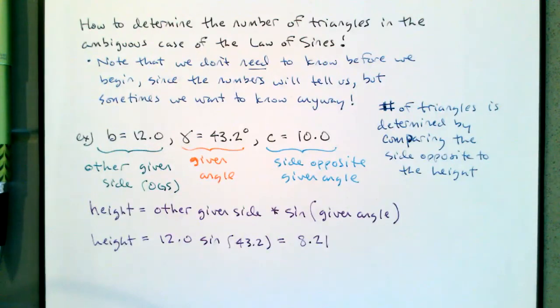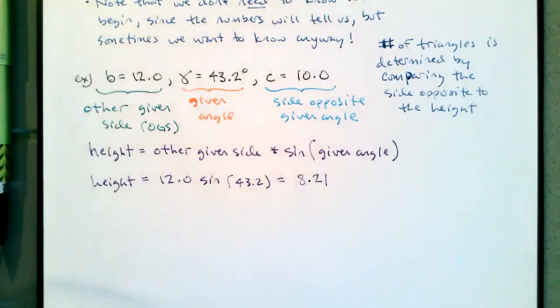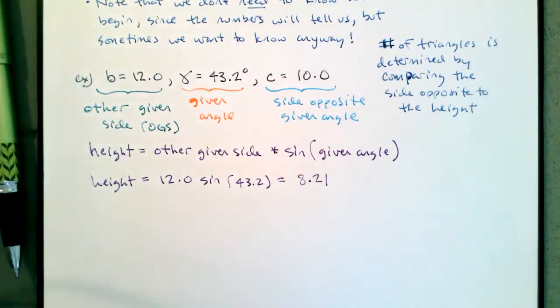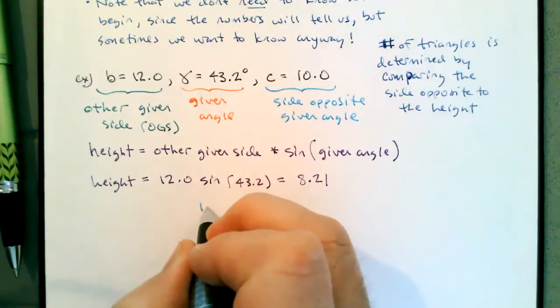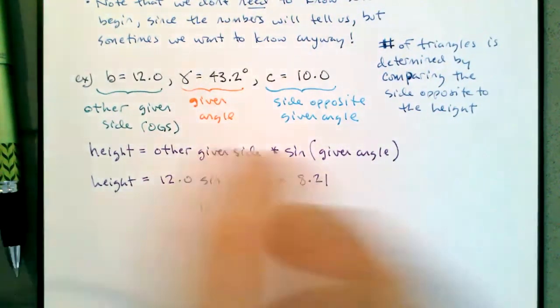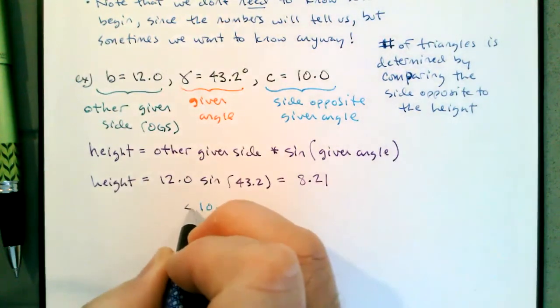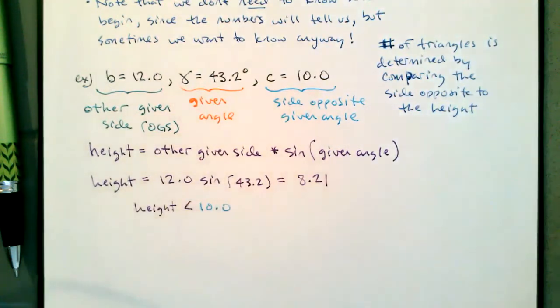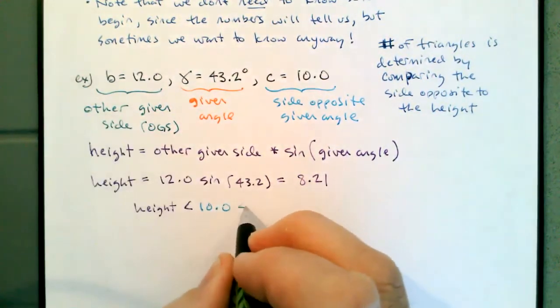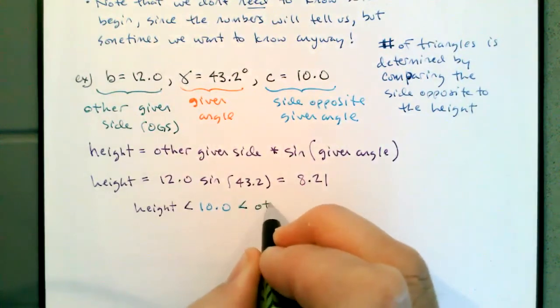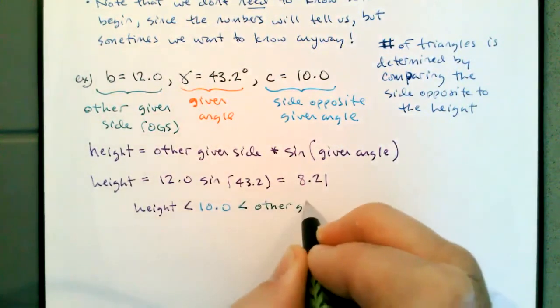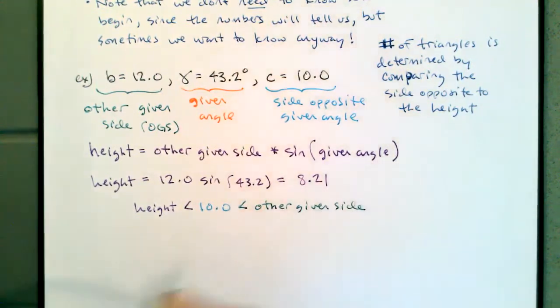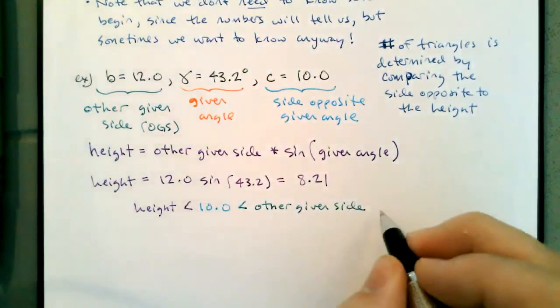There are four things that can happen, one of which is really hard to land on. But in this case, we see that the side opposite is greater than the height, but less than the other given side. And so that tells us that we're going to have two triangles.